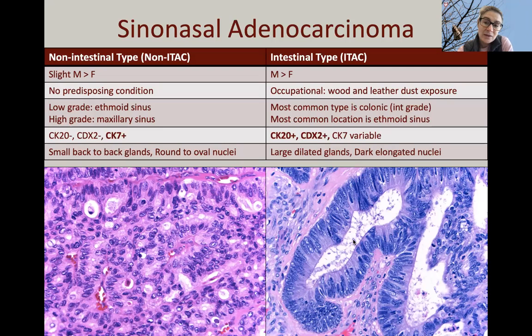It stains like colon cancer, CK20, CDX2, but is related to patients having these occupational exposures to wood and leather dusts. And so if the patient has this type of morphology, has the exposure, but does not have colon cancer, then you could essentially make this diagnosis. The non-intestinal type is a little more morphologically nondescript, sort of more bland, cribriforming.